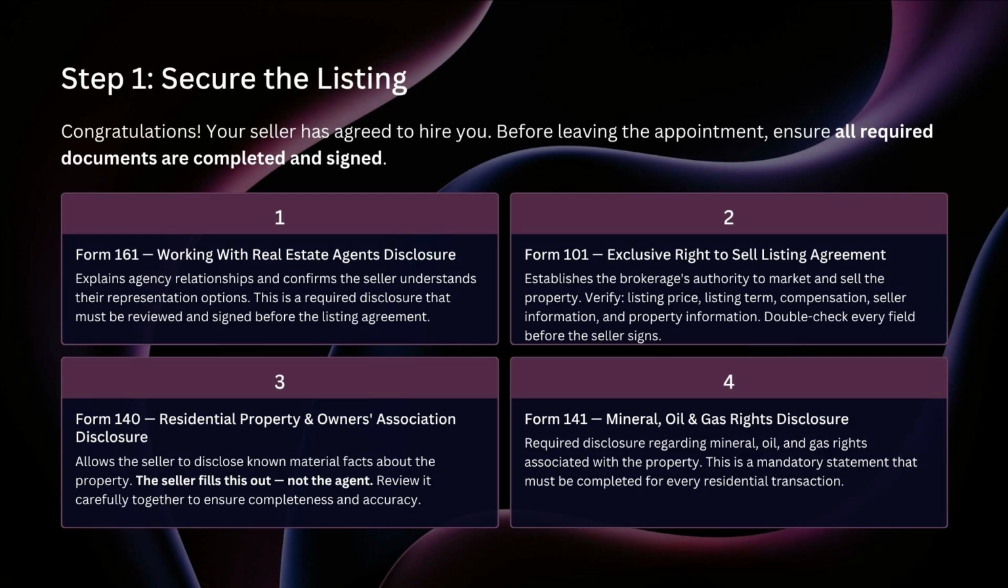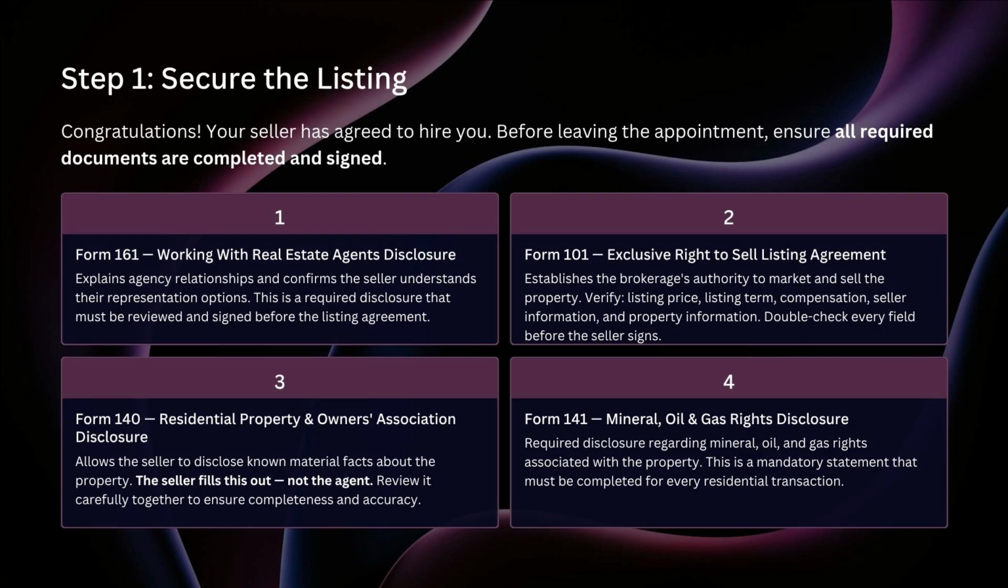These include Form 161, the Working with Real Estate Agents Disclosure, which explains agency relationships and representation options. Form 101, the Exclusive Right to Sell Listing Agreement, which establishes the brokerage's authority to market and sell the property. As you're completing this form, be sure to verify the listing price, listing term, compensation, seller information, and property information.